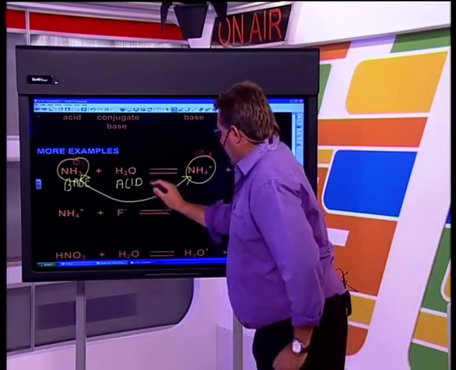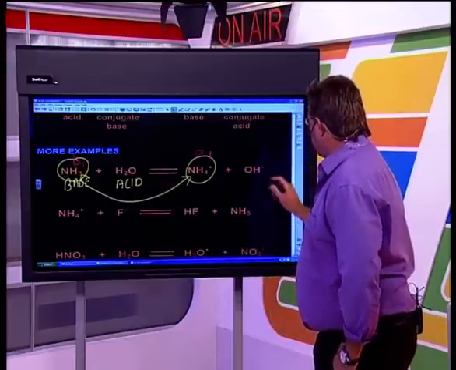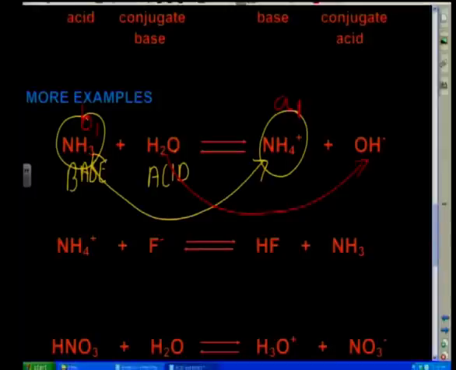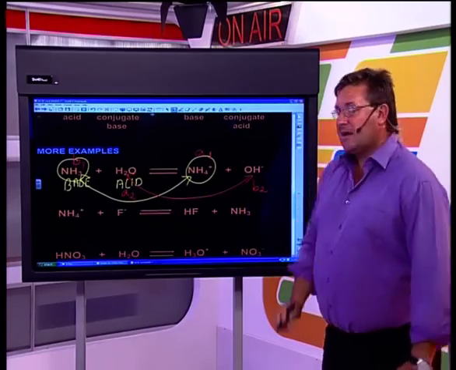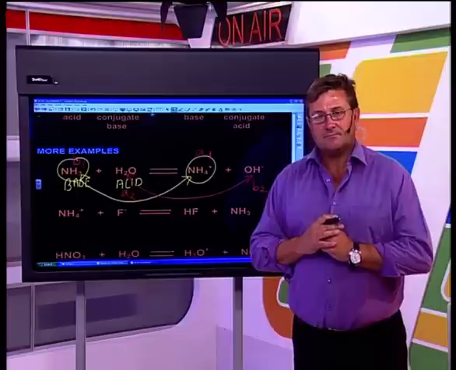The water is acting as an acid. It's losing a proton. It's going to form OH minus. So we can link those two up like that. And if this guy is acting as the acid, I'm going to make this A2 because it's my second acid-base pair. Then that has to be the conjugate base for this particular acid. So we have A2 and B2, and there we now have our acid-base pairs in that particular reaction.